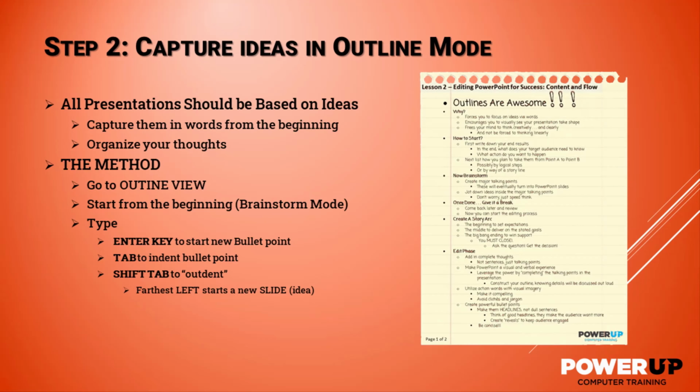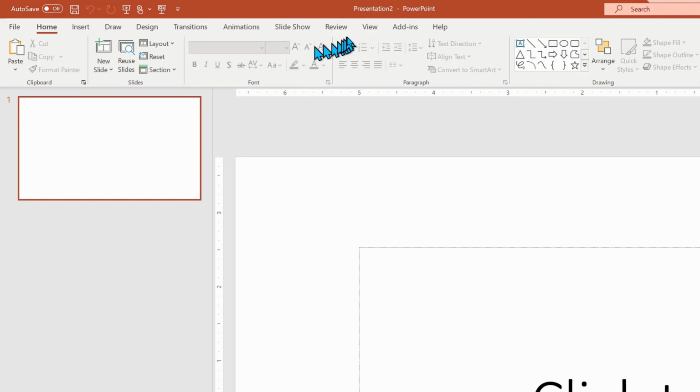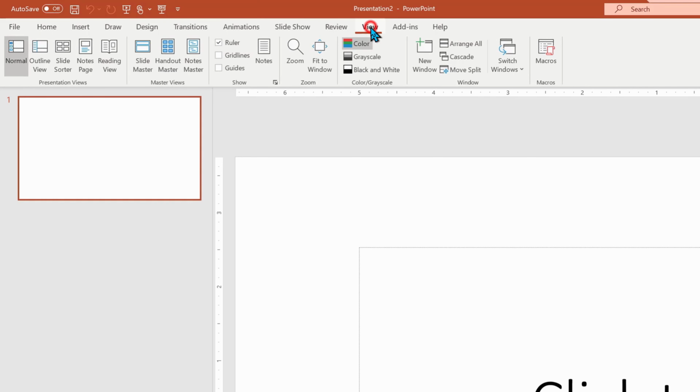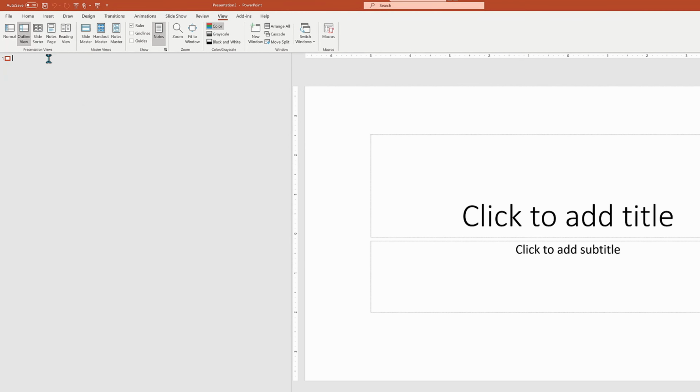Moving to Strategic Step 2, Capturing Ideas in Outline Mode. All professional presentations are based on ideas as translated into words. The best way to organize our thoughts and ideas is through the outline view of PowerPoint. So let's go to the View menu and then select Outline. What we type in the top left corner will show up as the first slide title on the right. I'm typing my first presentation.